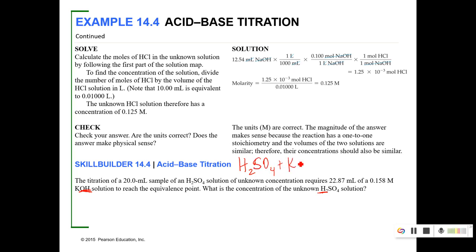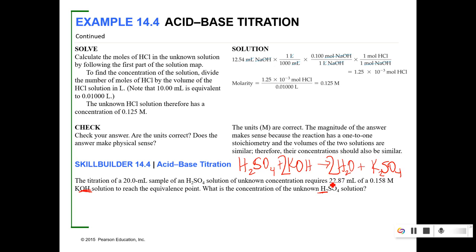Okay, so I'm going to write my formula. H2SO4 plus KOH yields water plus K2SO4. If you need more practice on the product writing, let me know and I can send you some. It's not balanced. I need a 2 here and a 2 here. So we notice there are coefficients, so it's not 1-to-1. So we need to do solution stoichiometry.